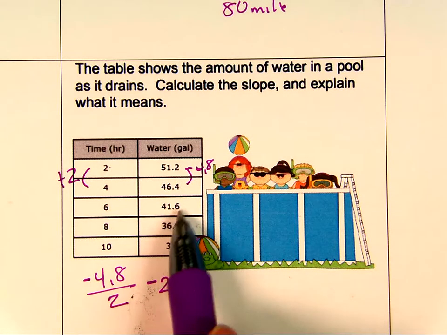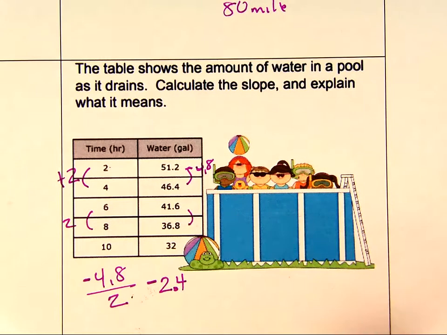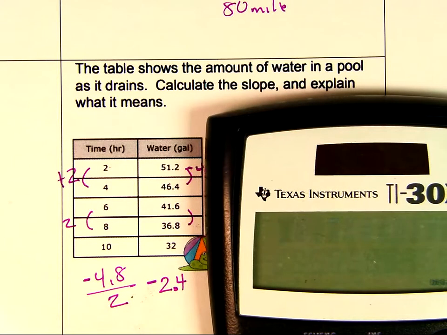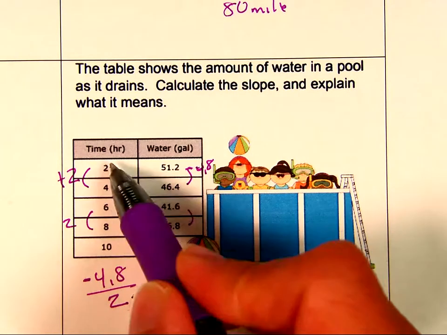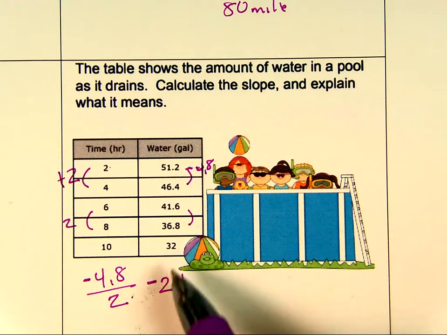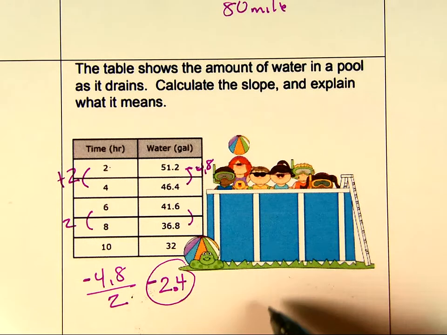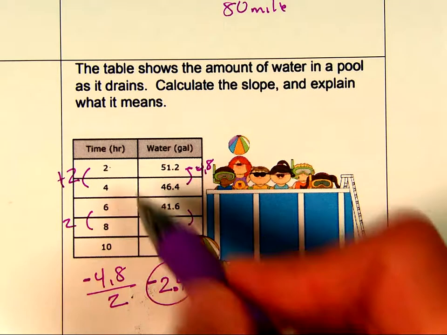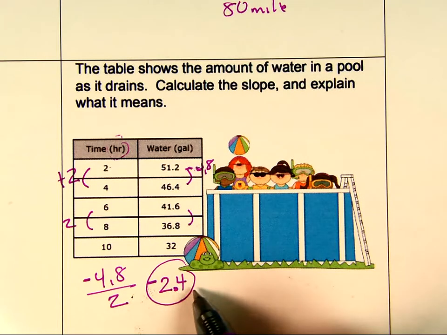And I always like to see if it's the same. So I would also just grab a couple other points. Here's a 2, and then I'm saying 41.6 minus 36.8. Is that 4.8? Yeah, it's 4.8. Okay, so I'm good because it's going down, it's going up by 2. So it took 10 hours to go from 51.2 gallons to 32 gallons. So what does -2.4 mean in terms of the context of this problem? What it means is that for every hour, because our time was in hours, we lose 2.4 gallons. That's what it means in the context of the problem.